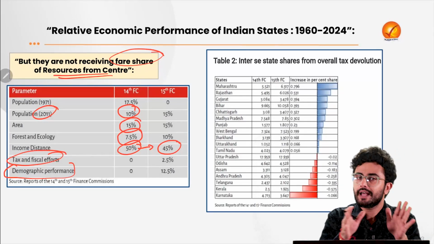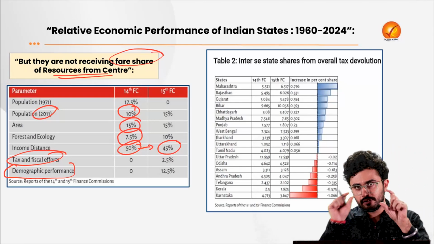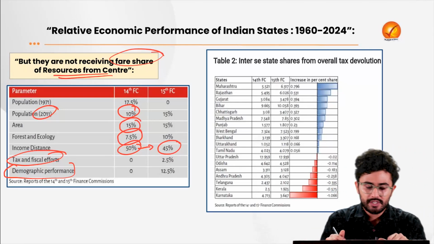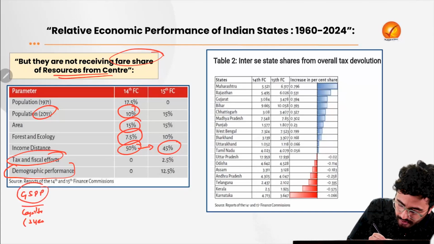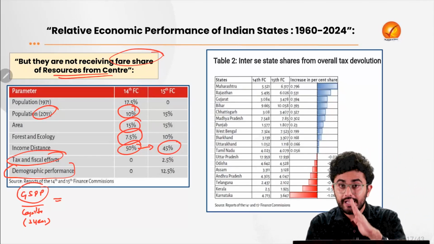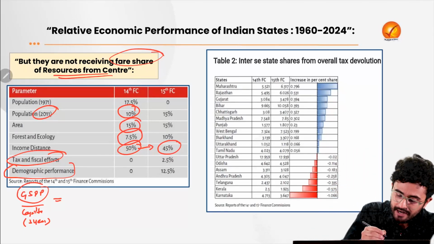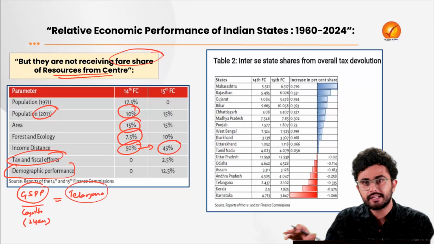Now try to understand this idea of income distance. First of all, how will we compute the income of a particular state? Through its gross state domestic product per capita for the last 3 years. On the basis of this, currently the state with the highest per capita income is Telangana, followed by Haryana. I'm talking about the very recent numbers.